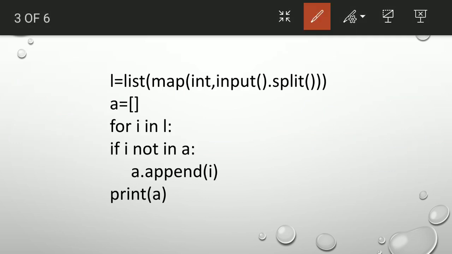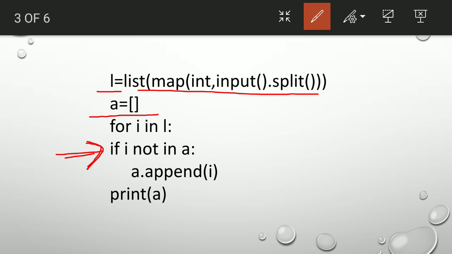We will take L, that is list of map of int comma input dot split. So we will take all the elements, including duplicates, in the list. After that we take one empty list whose name is A, and for I in L, there must be a space. Sorry for that, there must be some tab space, and it will be written inside it.